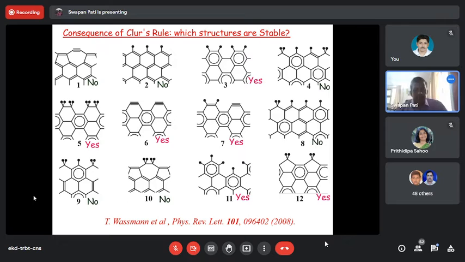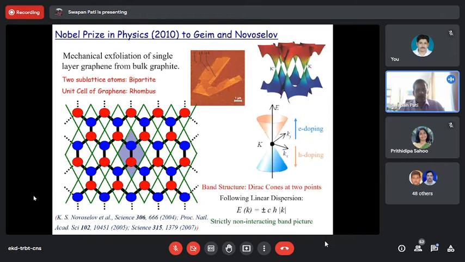All right. So it's a beautiful example which is there in a very top journal in physics literature, and they use this Clar rule. Let me tell you that graphene got the Nobel Prize in 2010, going to the person named Novoselov. They did the mechanical exfoliation of single layer graphene.